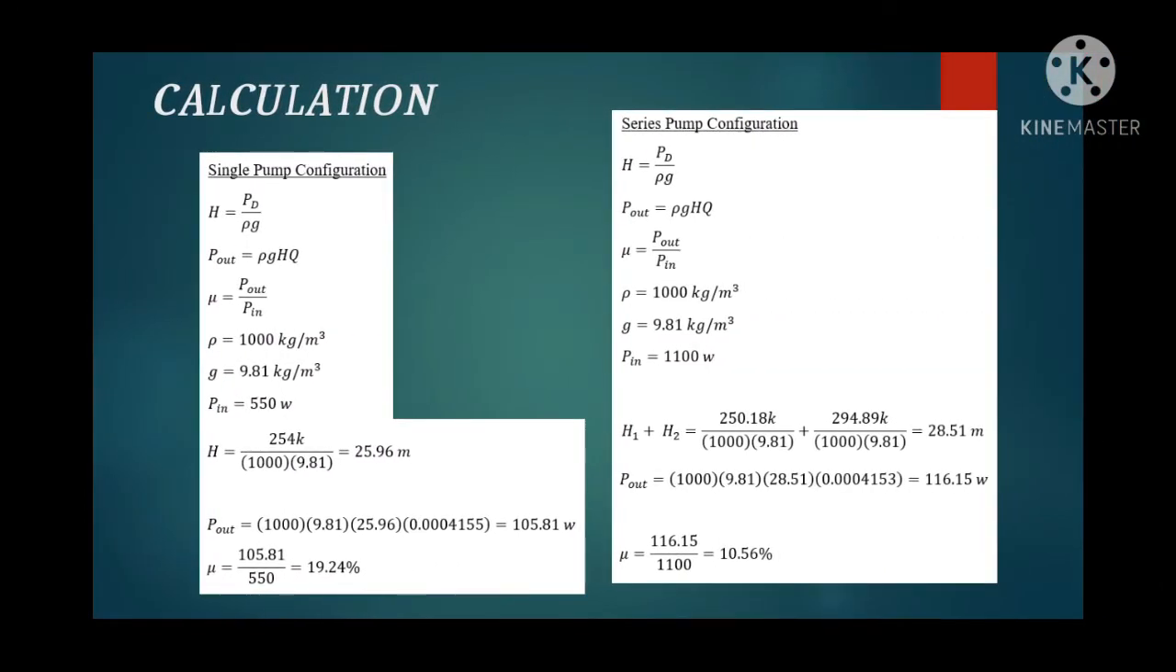So this is the calculation of how we get the water horsepower, efficiency and net head. For the single pump configuration, we can see H equals PD over rho G, which is the formula. P out equals rho GHQ, and the efficiency is P out over P in times 100%. For the series pump configuration, the formula is the same, but for the H, we total the H1 and H2, which is pump 1 and pump 2. This calculation is also the same for the parallel pump configuration.